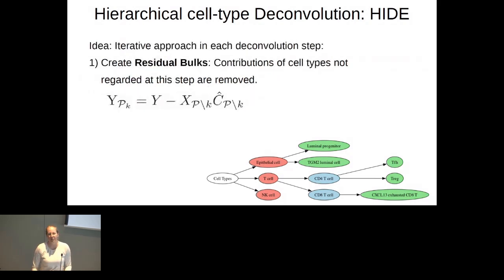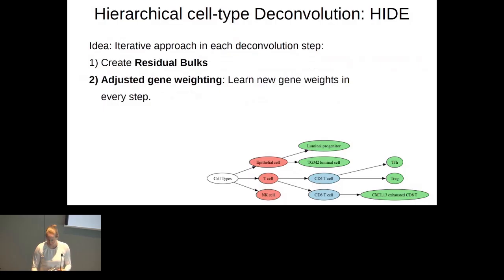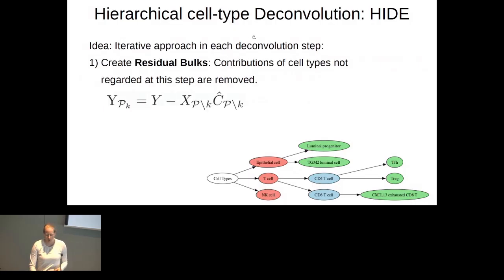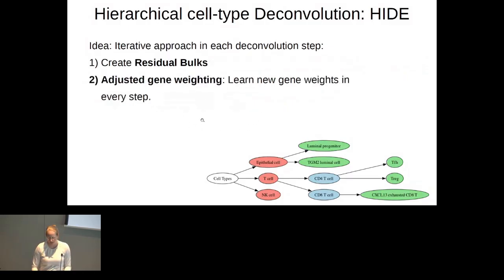And now we start our top-down approach. We say, okay. So first is, okay, I have here the T cells, and now I want to calculate the contributions of the CD4 and CD8 T cells. And the first step is okay, I create a residual box. It means I remove every contribution from the main cell types where I'm not actually interested in. So to say, I have the reference profiles, and I also have calculated how much they're contributing. So I can say, okay, I use the whole bulk and remove all the contributions of cells which are, for example, not T cells. Then in the next step, I again learn adjusted gene weights.